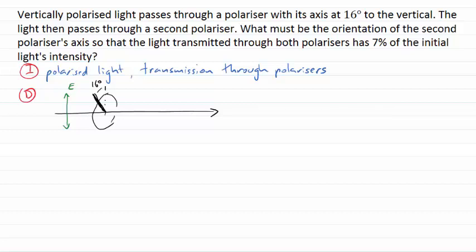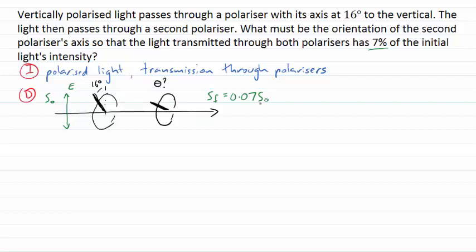And then, as the light continues on, it travels through a second polarizer here, whose axis orientation we're trying to figure out. We don't know what angle that particular polarizer is at. But what we do know is that if the initial intensity of this light is S0, then the final intensity of the light must be 7% of that initial intensity. So it must be 0.07 of that S0.